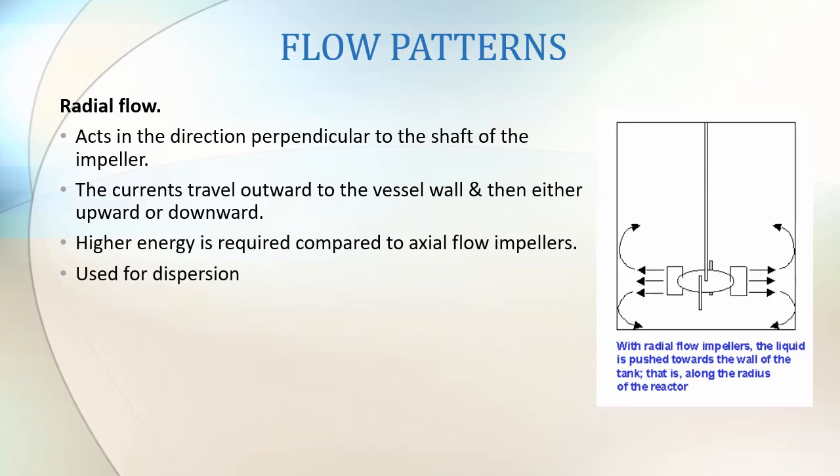This is the shaft and this is the direction. The currents travel outwards to the vessel wall, then either upwards or downwards. So it will go outwards and then it will go upwards or downwards. It requires higher energy as compared to the axial flow impeller and is usually used for dispersion.